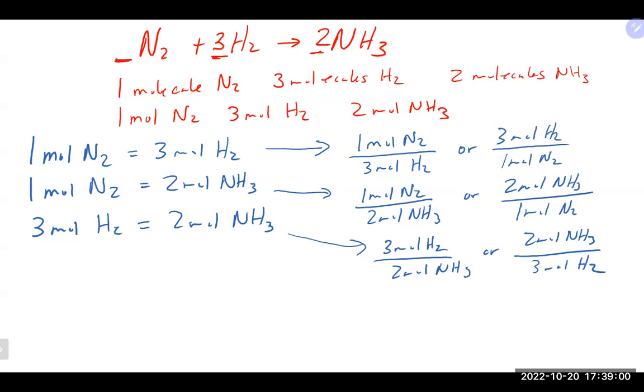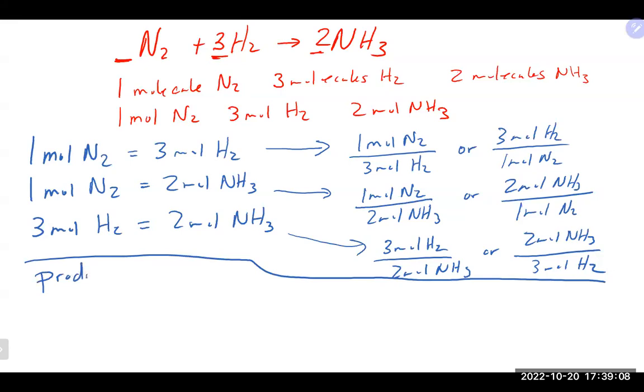So again, for example, if I said I produced 6 moles of NH3, how many moles of N2 did I start with?